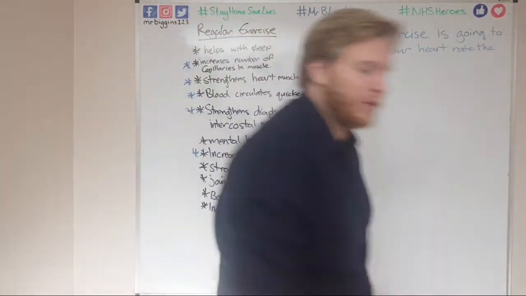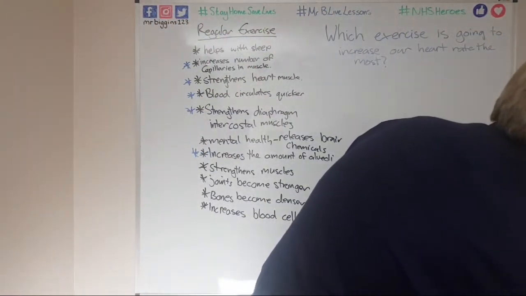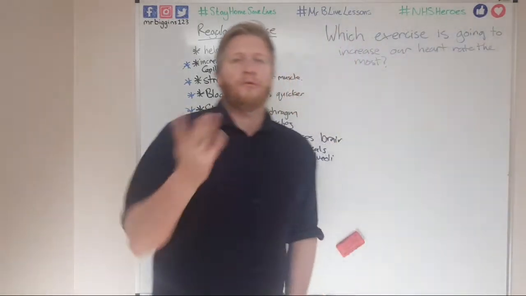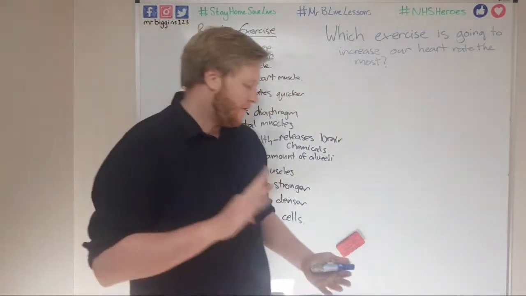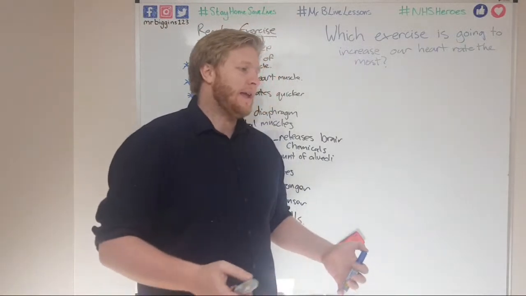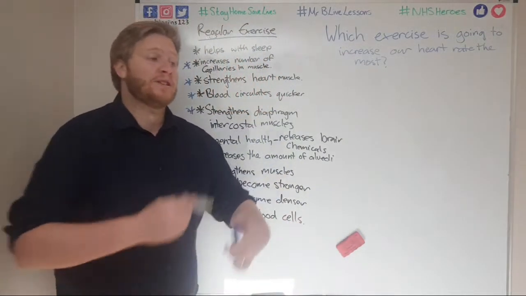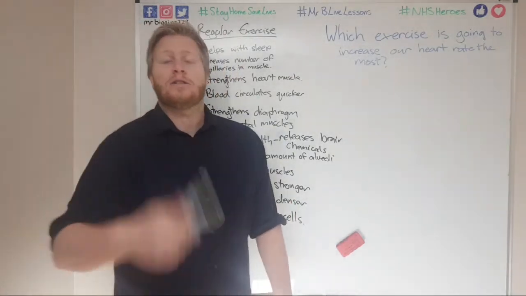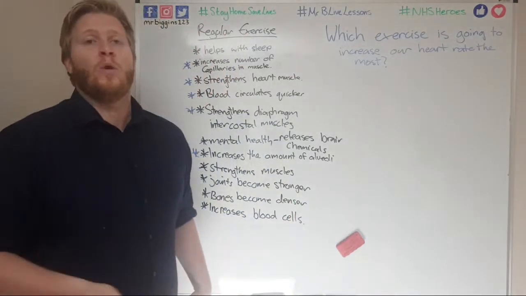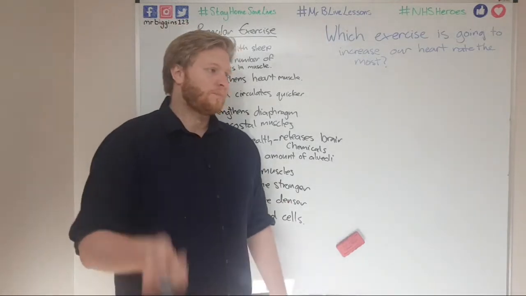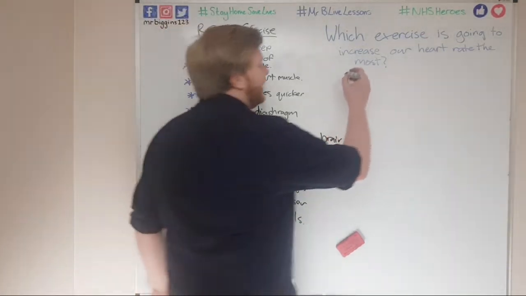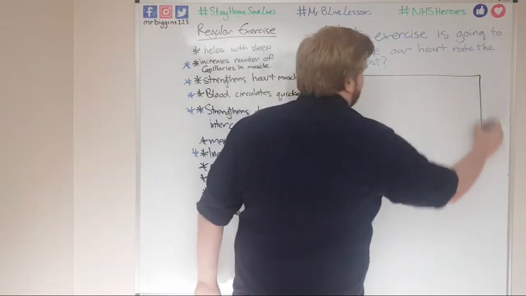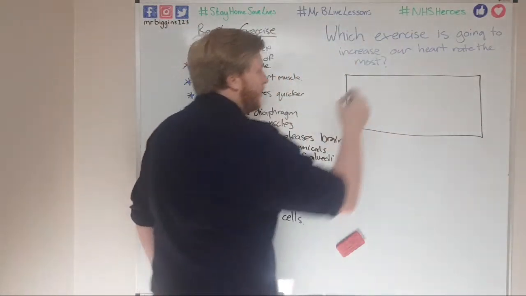So what you're going to do, I'm not going to tell you which exercises. I want you to pick 3 or 4 exercises. Could be running on the spot, could be star jumps, could be hopping, could be a plank. Lots of different exercises you will know. You can pick which one. And what you're going to do is you're going to make a little table on here.